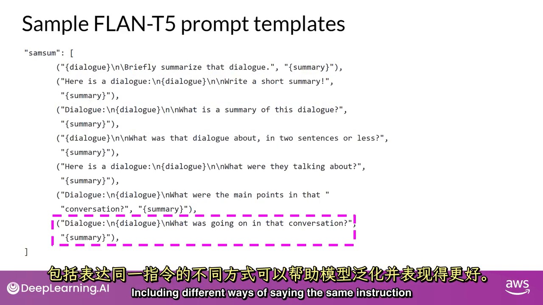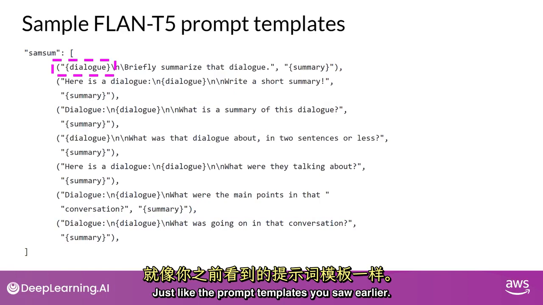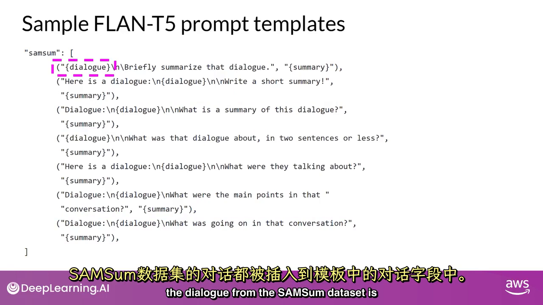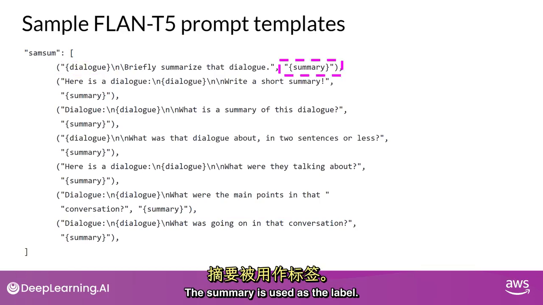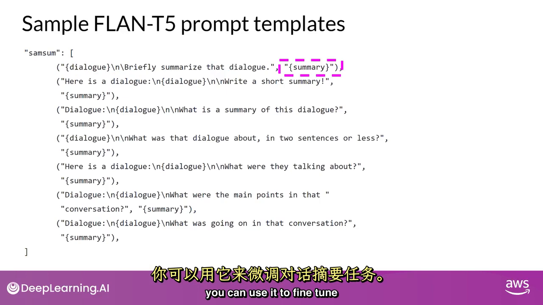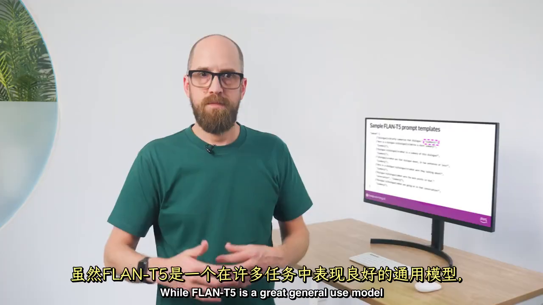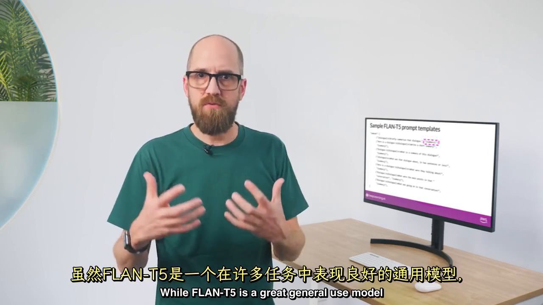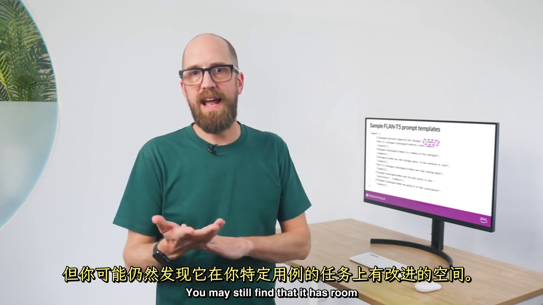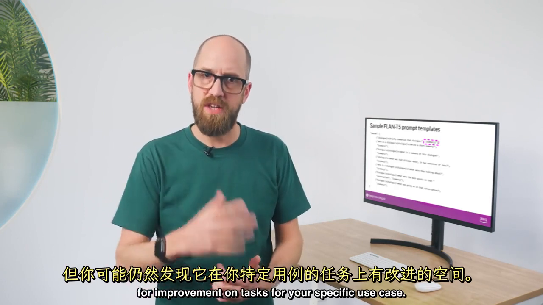Including different ways of saying the same instruction helps the model generalize and perform better. Just like the prompt templates you saw earlier, you see that in each case, the dialogue from the SAMSum dataset is inserted into the template wherever the dialogue field appears. The summary is used as the label. After applying this template to each row in the SAMSum dataset, you can use it to fine-tune a dialogue summarization task. While FLAN T5 is a great general use model that shows good capability in many tasks, you may still find that it has room for improvement on tasks for your specific use case.